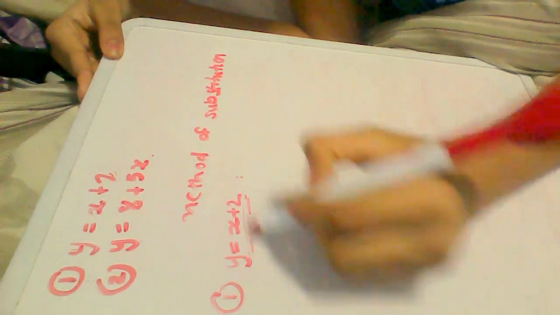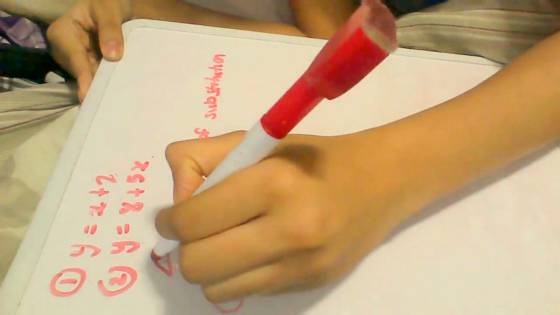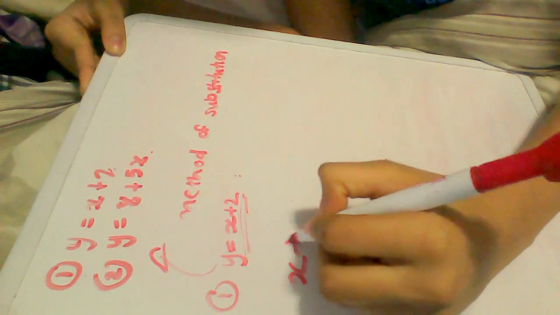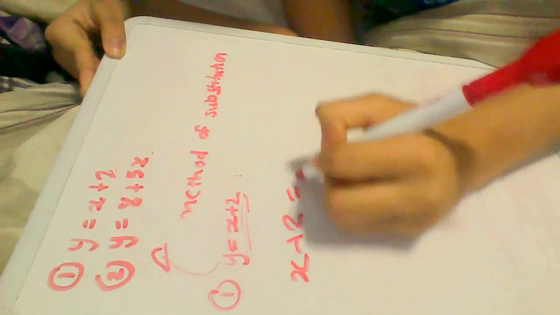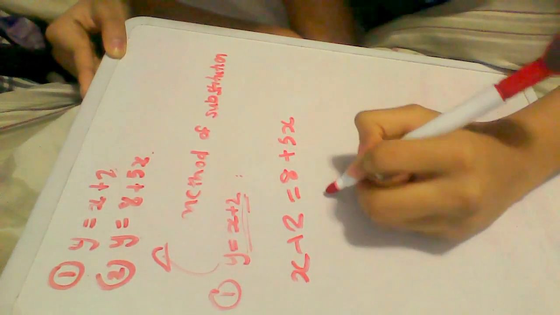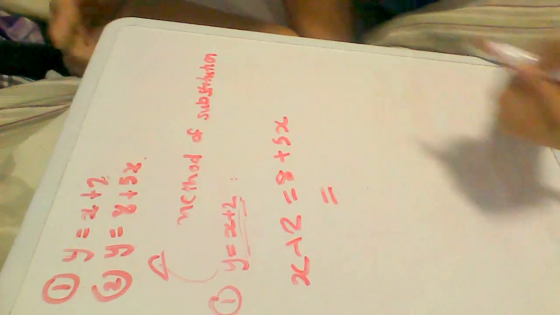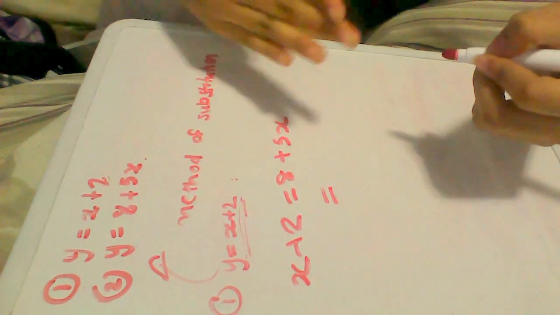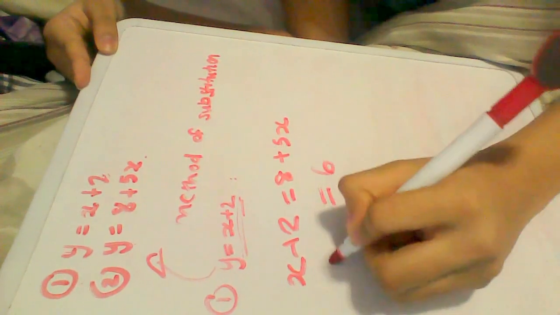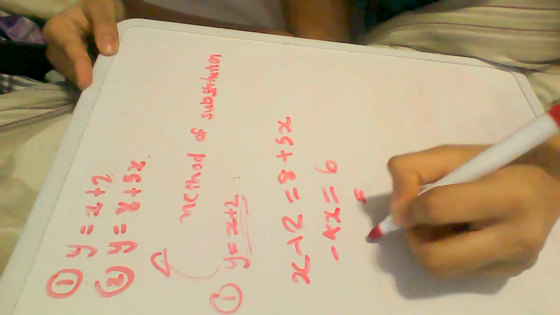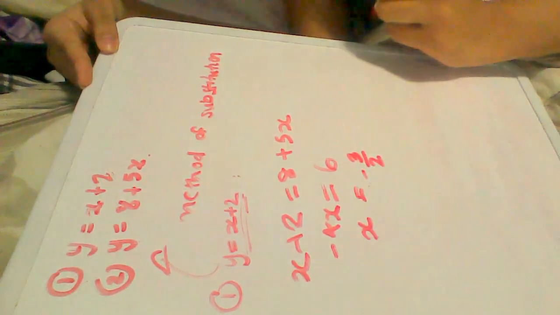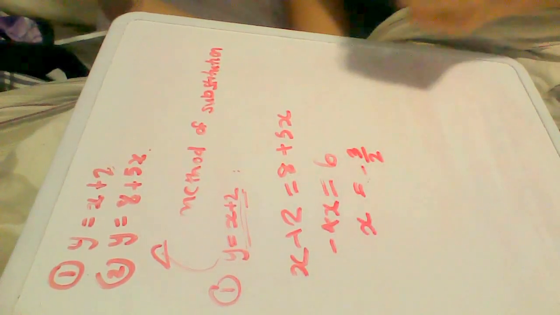So now sub this into this. So it's going to be x plus 2 equals 8 plus 5x. Now, it's just basic math. You kind of unsolve it. So I'm going to bring this over here. So 6 negative 4x. X equals negative 3 over 2. Kind of skipped a lot of steps here. Hopefully you got that.